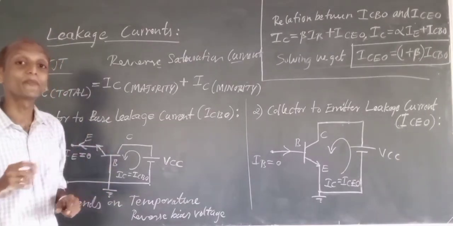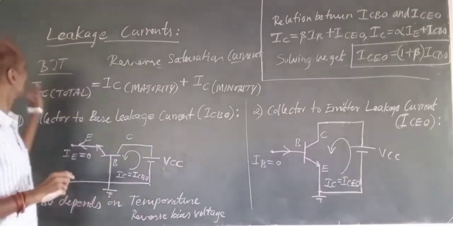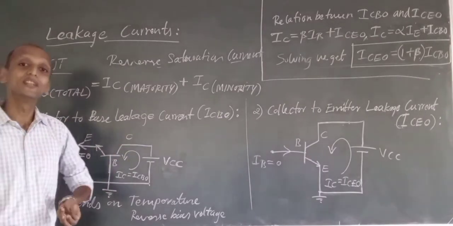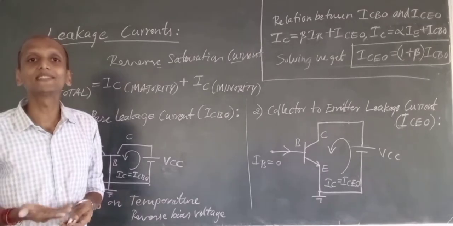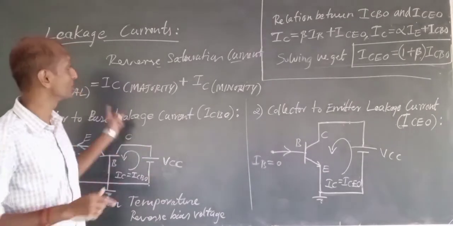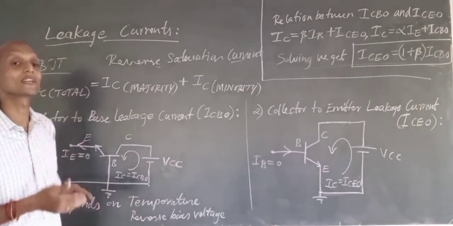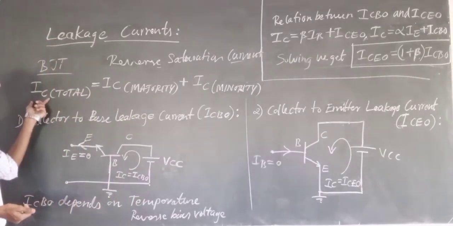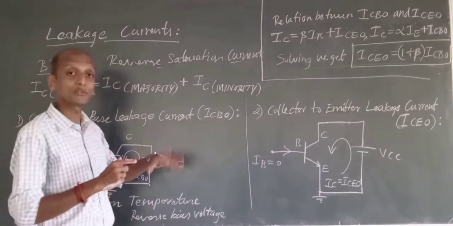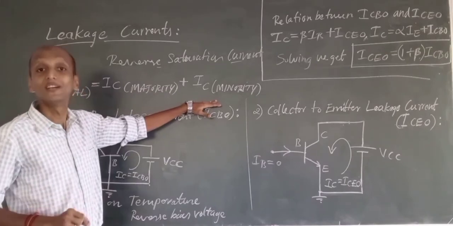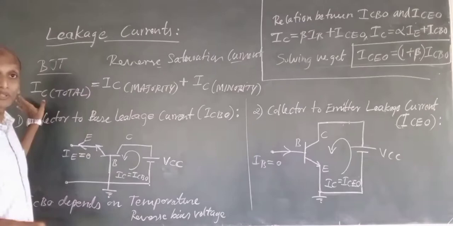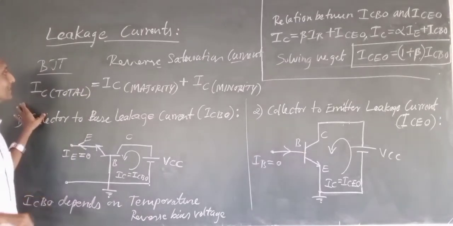So they are called unipolar devices. Now these are bipolar devices. Bipolar devices means we have the majority charge carriers plus the minority charge carriers. Leakage current will make up the total current IC of the device. So IC total will be equal to IC majority charge carriers, the huge current, plus the very small leakage current. This is how I can work out the total current of your transistor.